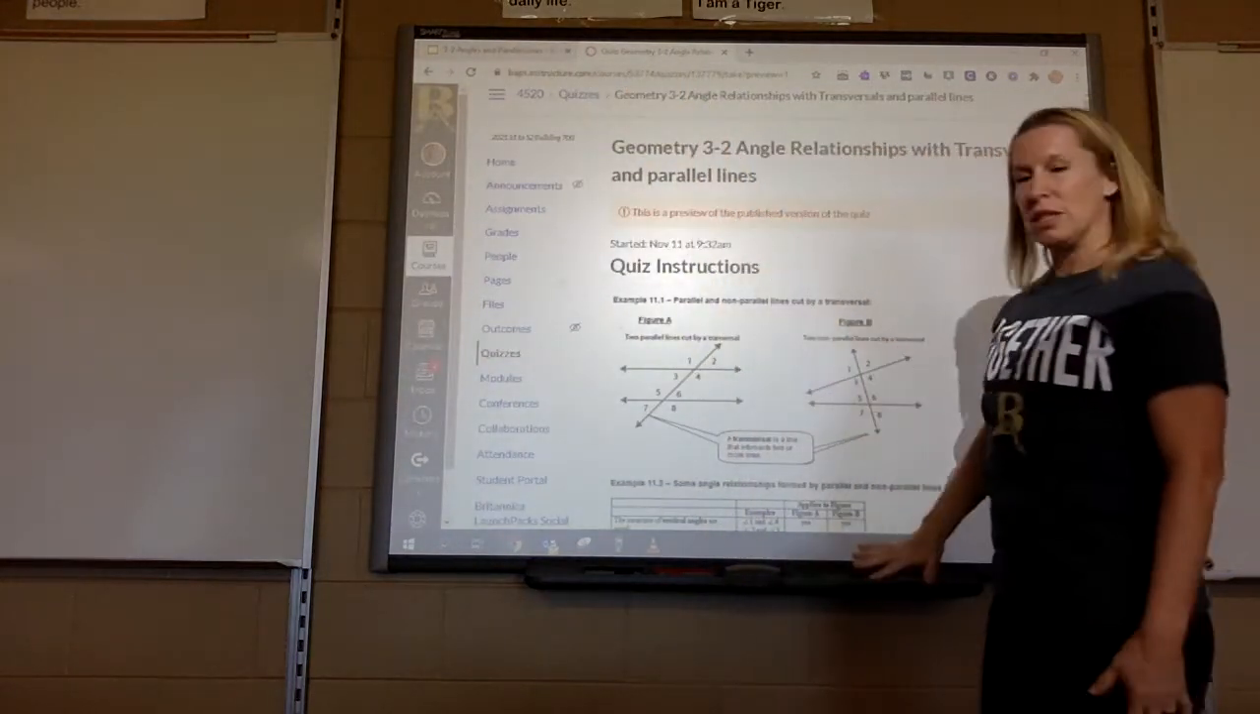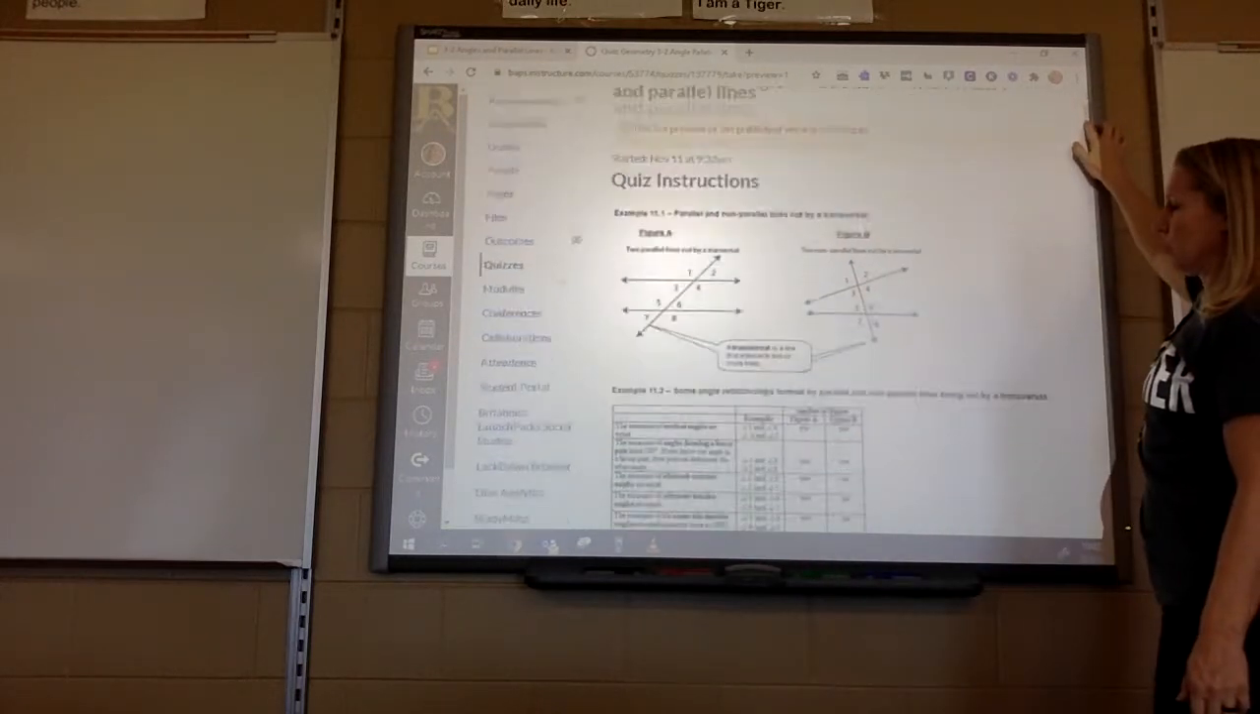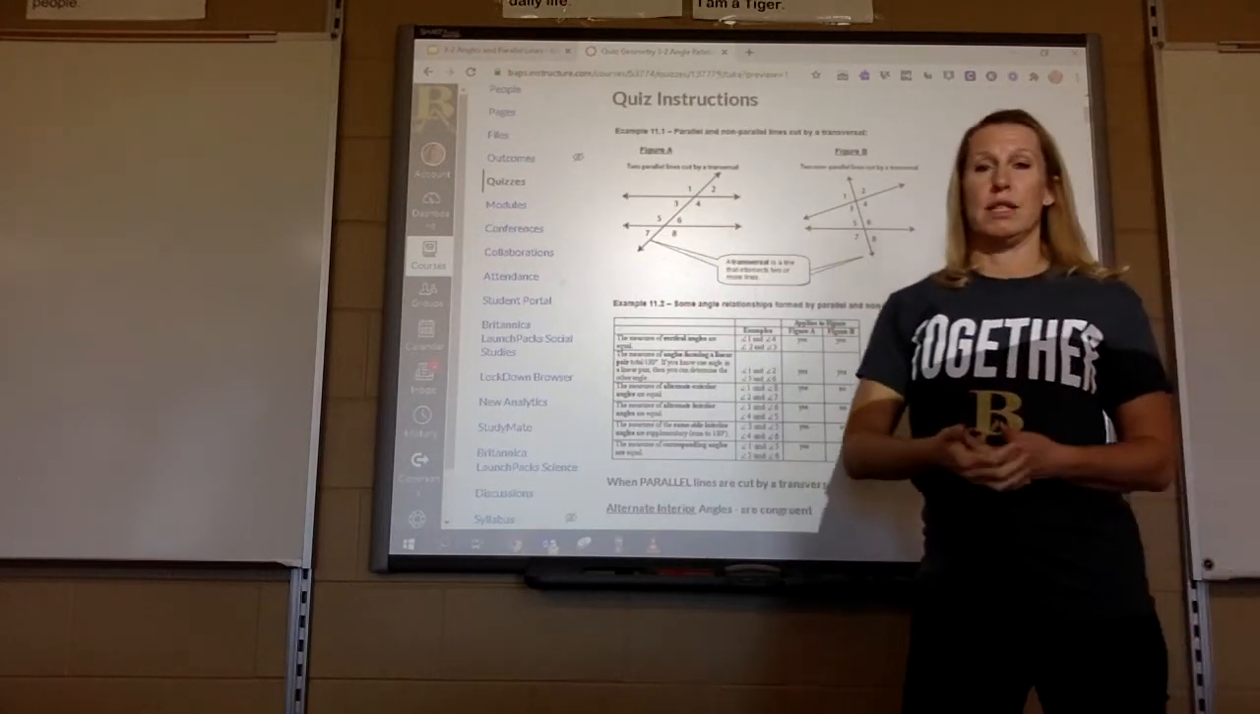Okay, so pull up your assignment, and I even have it up here, which ones are congruent to each other and which ones add to 180.